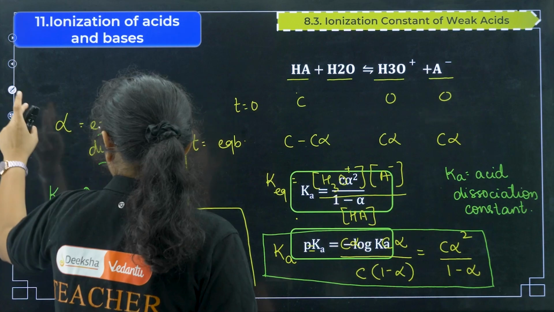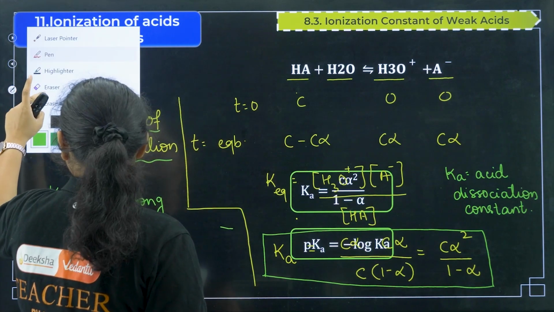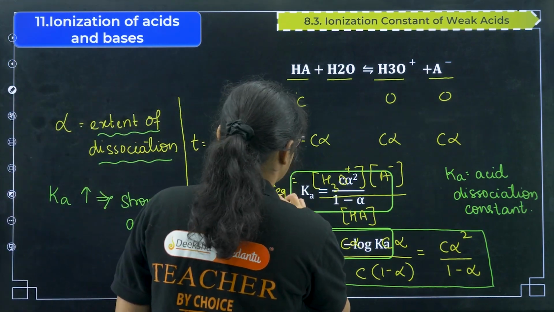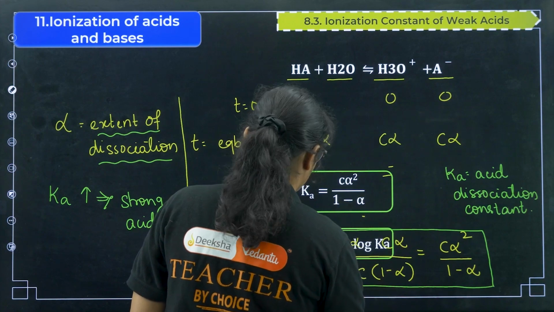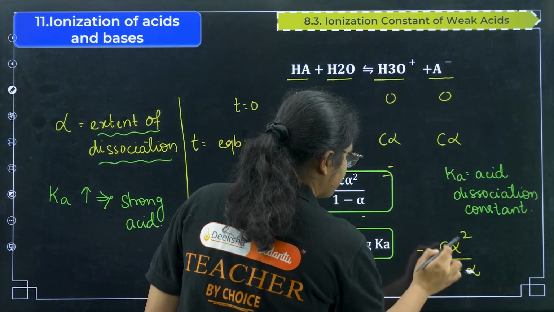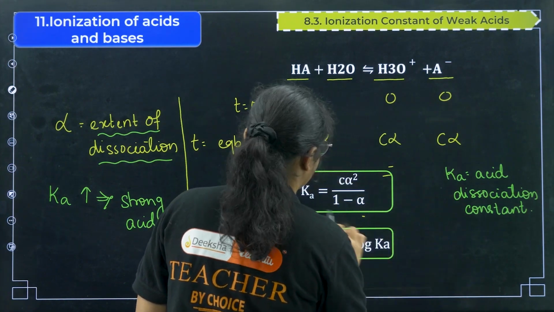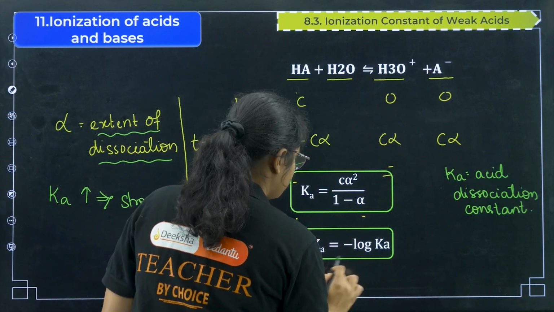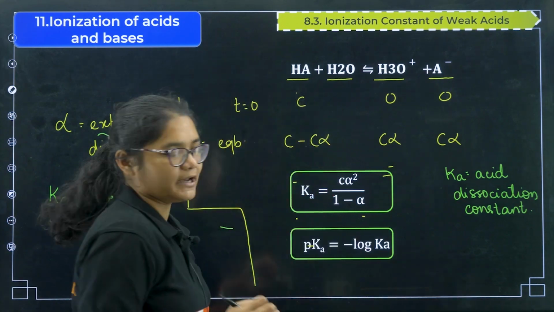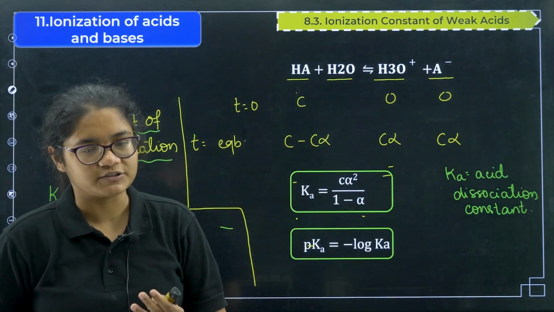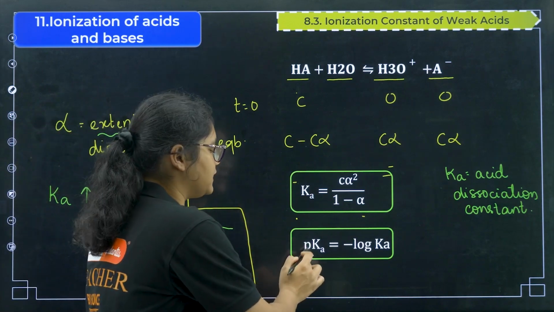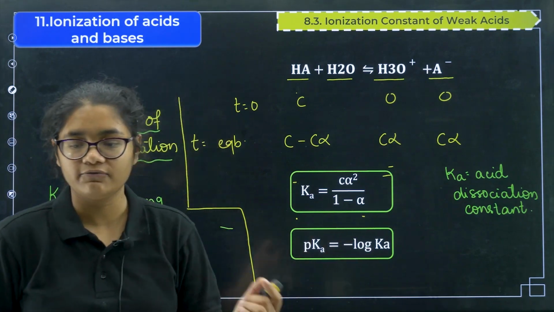Okay, now here I have some formulas to discuss, so I'll erase this. I have just derived this one, right? You have already seen. I hope all of you have noted down. So we will get this formula for Ka. Now, how do we calculate the pH value? pH is equal to minus log of H plus. Similarly, you can calculate pKa also, which is minus log of Ka.